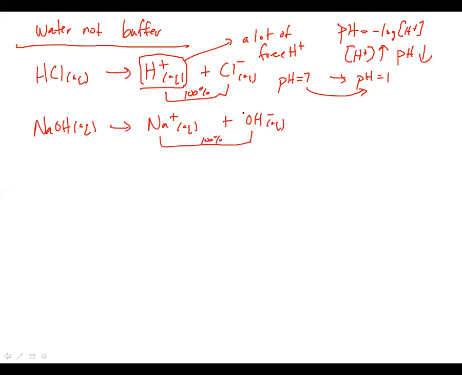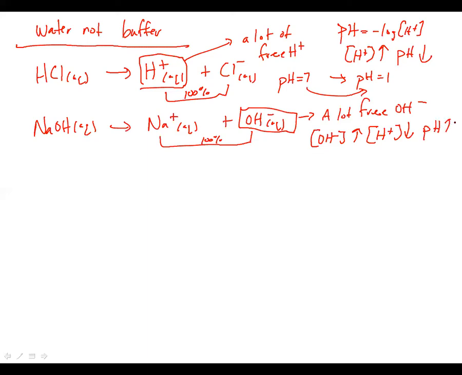Although we don't have a lot of H plus being made, we did make a lot of free OH minus. And that's important because as the OH minus concentration increases, the H plus concentration is going to decrease. And as the H plus concentration goes down, the pH will go up. Since we made a lot of free OH minus, let's assume the pH started at 7. It maybe will jump to a pH of 12 or something like that. Again, a very big jump in pH.